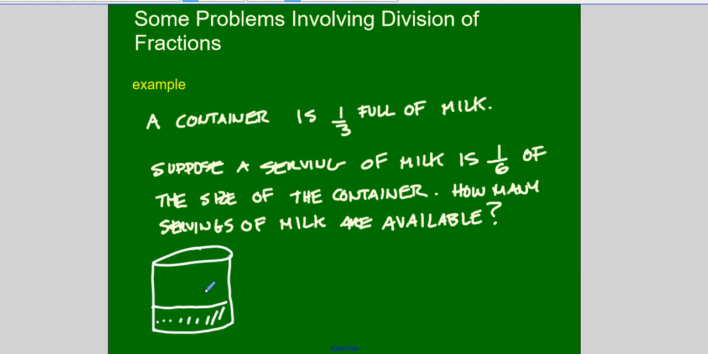So a serving of milk is 1/6 the size. Well, you think about it. Let's split this up into thirds. So this is empty here, but this is the full part. So now to get a sixth, I just split each third in half. And you see you're going to need one, you're going to need two of these. So you're going to have 2 servings of milk available where a serving is 1/6 the size of the container.